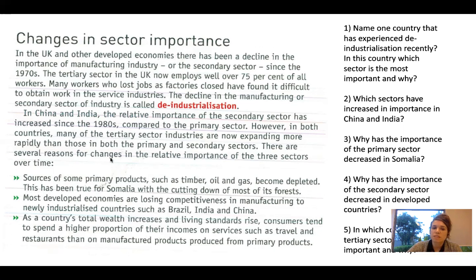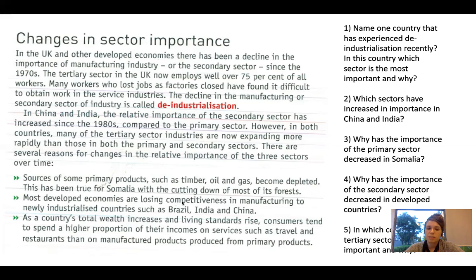There are several reasons for changes in the relative importance of the three sectors over time. For example, sources of some primary products such as timber, oil and gas become depleted. This has been true for Somalia with the cutting down of most of its forests. So if a country has lost all of its primary sources, they cannot make money from them. So they have to move to a different sector to make money.